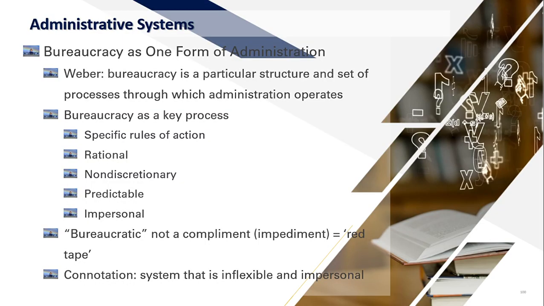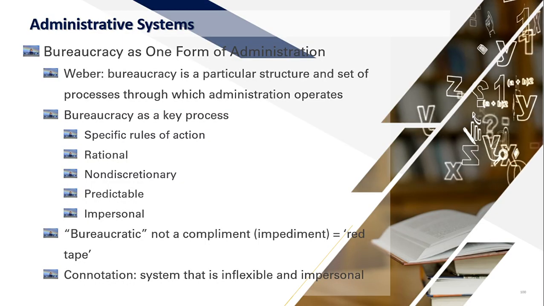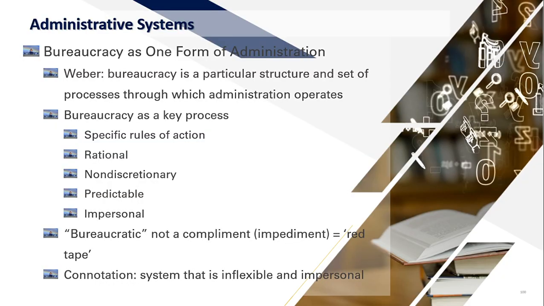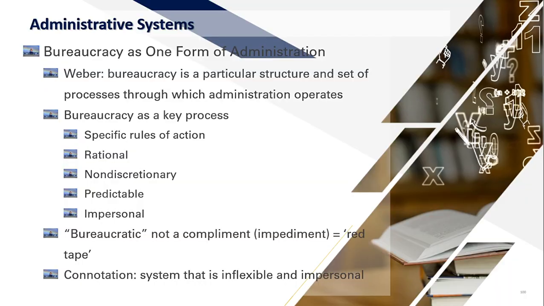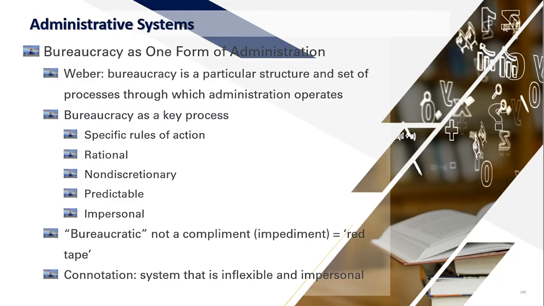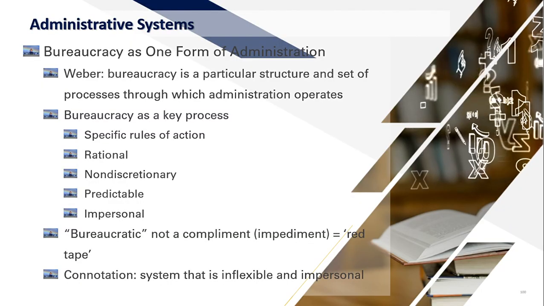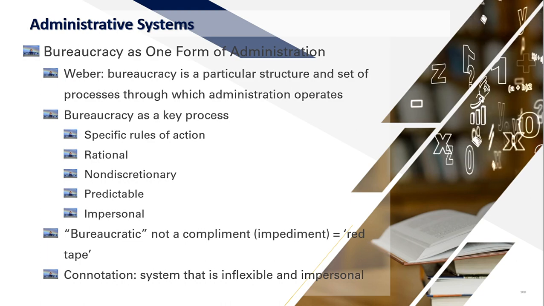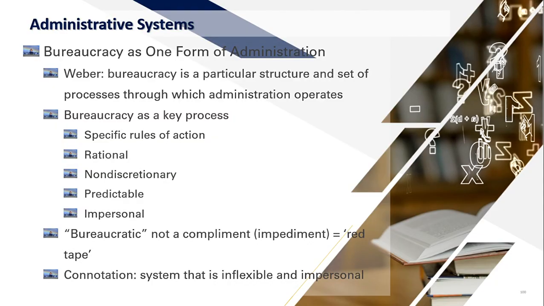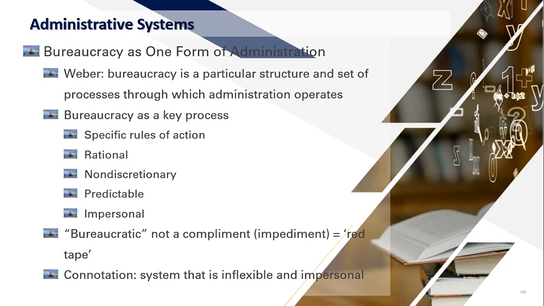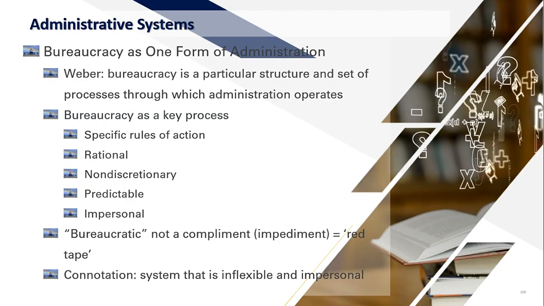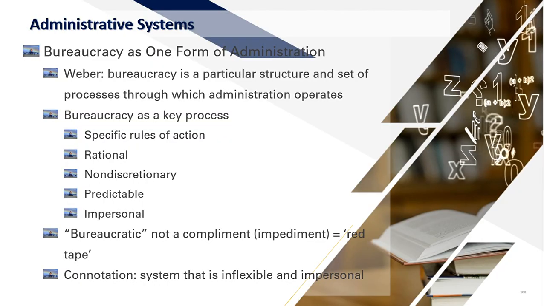Now, again, sometimes we talk about bureaucracies in very negative terms. A lot of times you'll hear bureaucracy conflated with red tape. In other words, processes that hinder what you're trying to do. If you run into bureaucratic processes, and I'm sure lots of institutions sometimes have those, we all hate them. But the important thing is that a bureaucracy is part of the administrative state, is part of the executive in most political systems. It has specific rules of action. It's rational, non-discretionary, predictable, and impersonal.